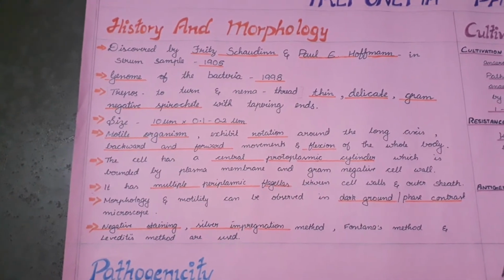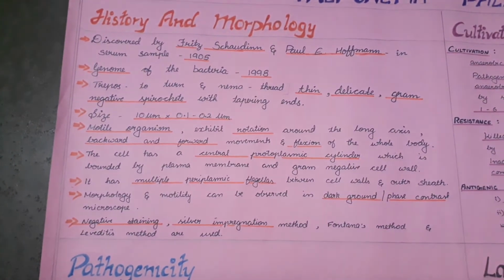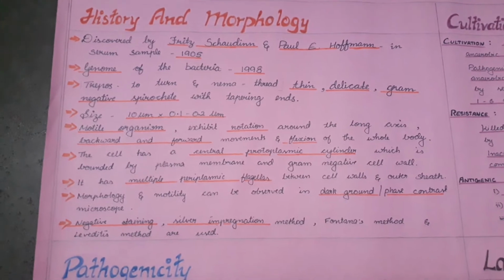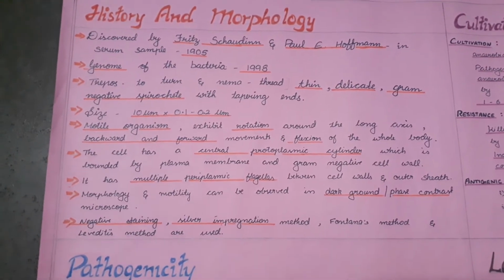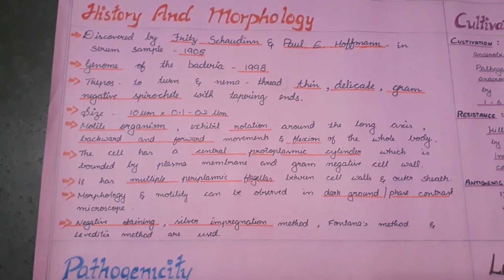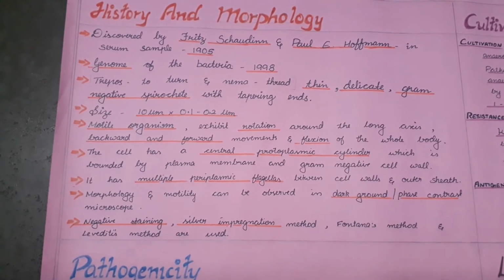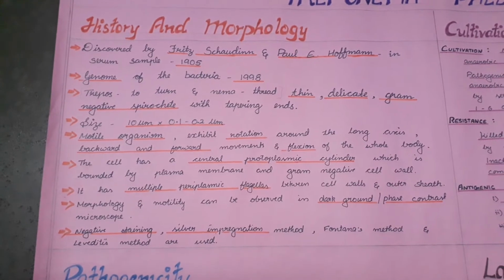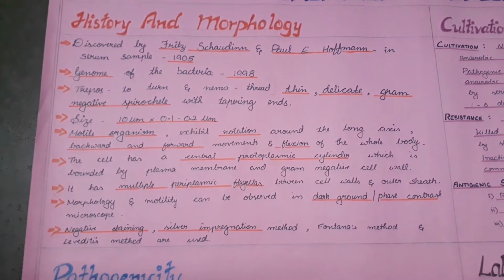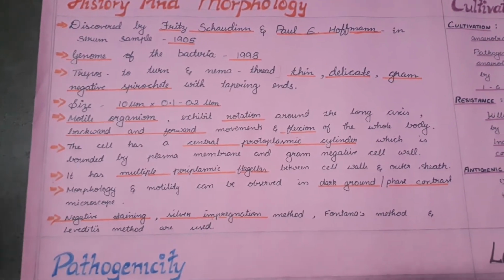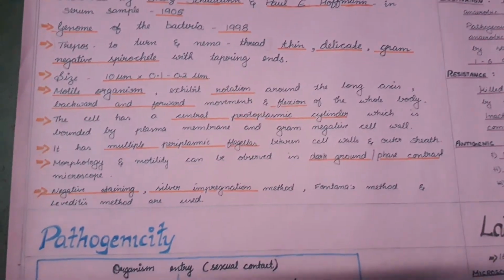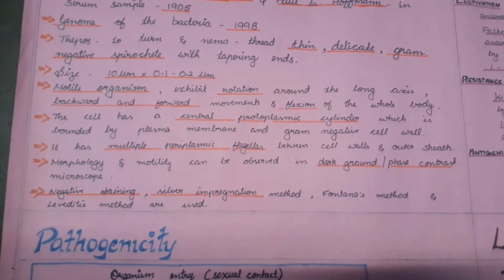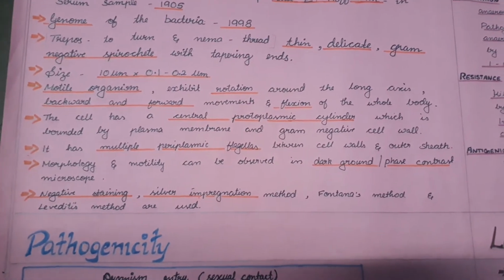The organism is a thin, delicate, gram-negative spirochete and it has tapering ends. The size is 10 μm in length and 0.1 to 0.2 μm in width. It is a motile organism and it exhibits three kinds of movements. First of all, it exhibits rotation around the long axis. Then it has backward and forward movements and the whole body is flexible.